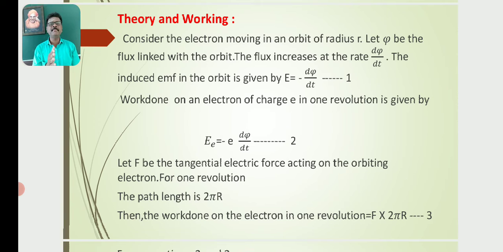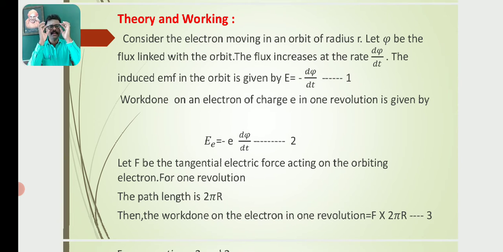The induced EMF in the orbit is given by E is equal to minus dΦ by dt. Let this be equation number 1. Work done on an electron of charge e in one revolution is given by W is equal to minus e into dΦ by dt. Let this be equation number 2.